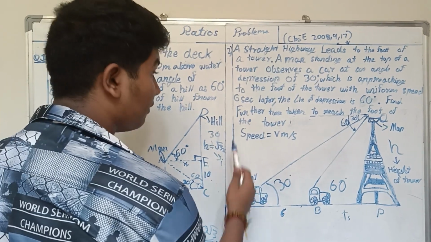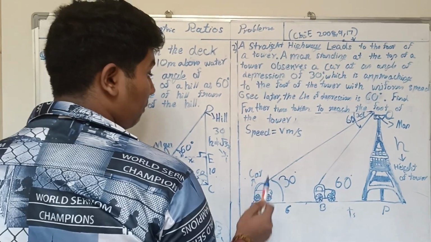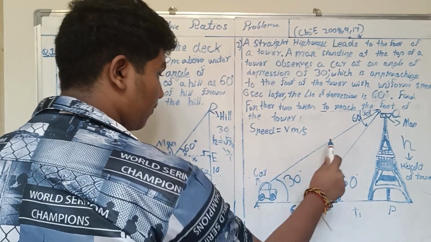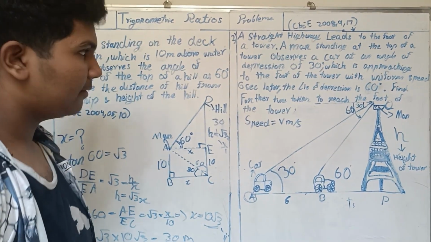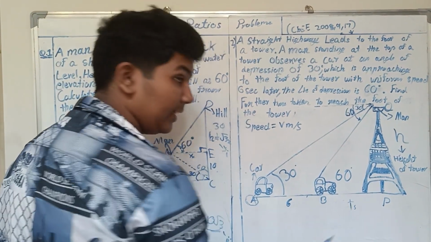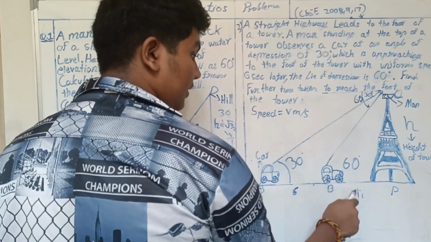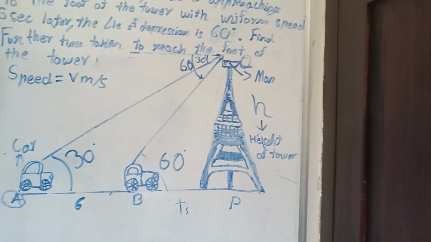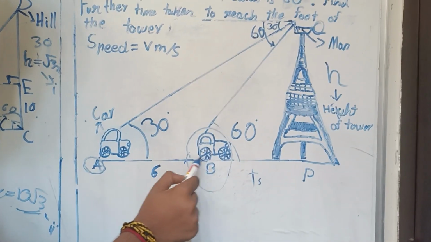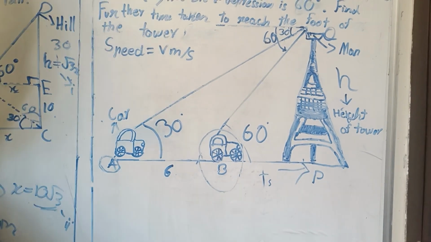So they have not given the speed, but they have given the angles here. Starting at this point A, it was 30 degrees. Later, 6 seconds later, it turned to 60 degrees. So they are asking how much time it will take for this car to reach here, the foot of the tower.